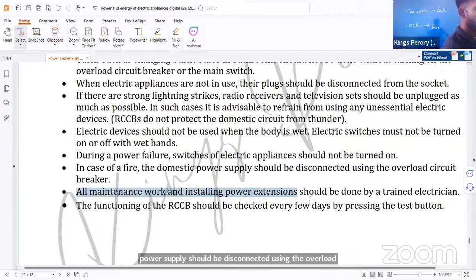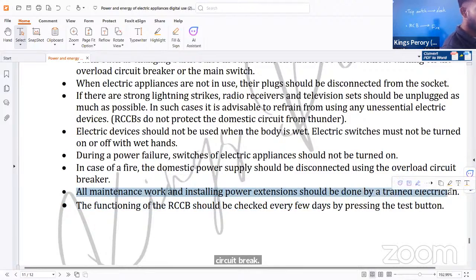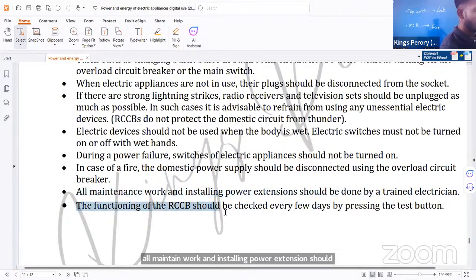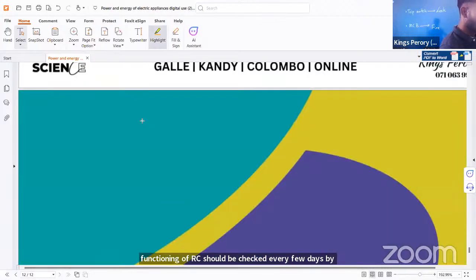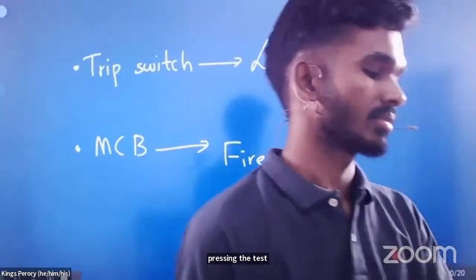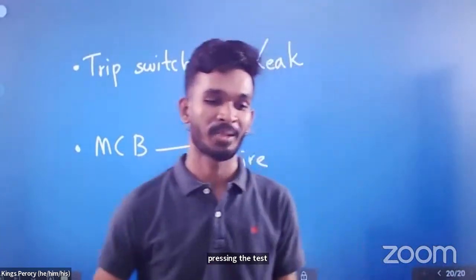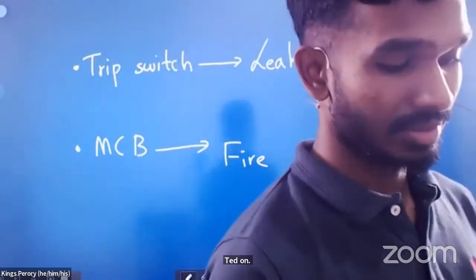All maintenance work and installing power extensions should be done by a trained electrician. The functioning of the RCCB should be checked every few days by pressing the test button. Done. The last part was fully reading.